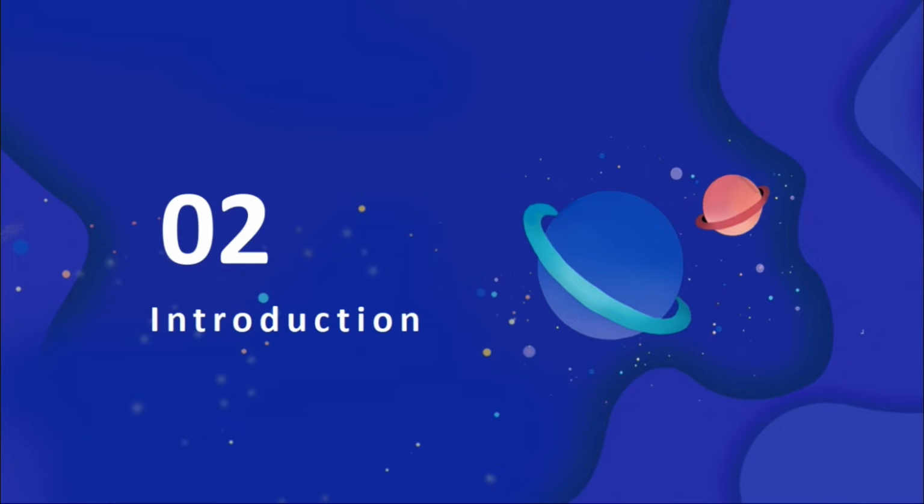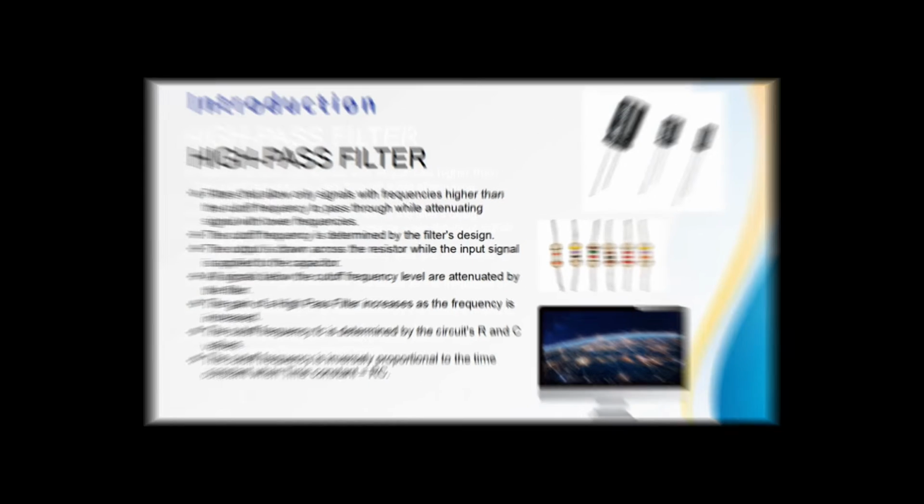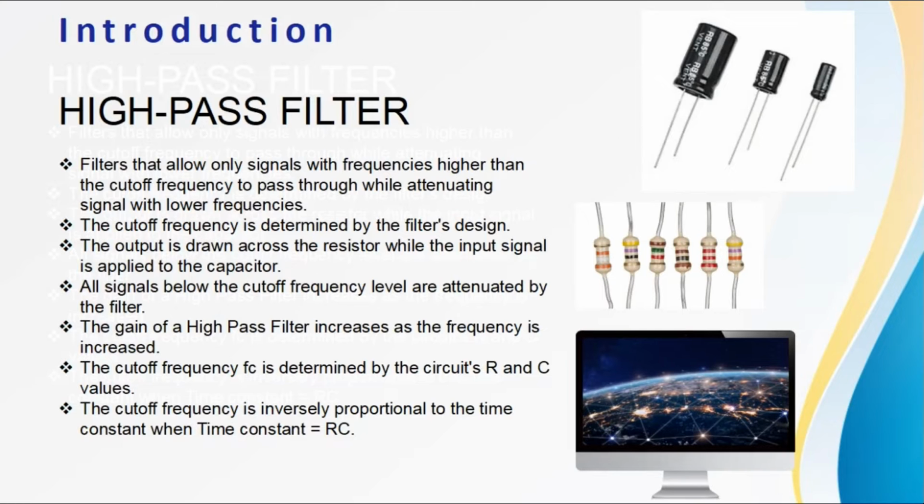Next, we are talking about introduction. A high-pass filter is a filter that allows only signals with frequencies higher than the cut-off frequency to pass through while attenuating the signals with lower frequencies. The cut-off frequency is determined by the filter's design. The output is drawn across the resistor while the input signal is applied to the capacitor. All the signals below the cut-off frequency level are attenuated by the filter.